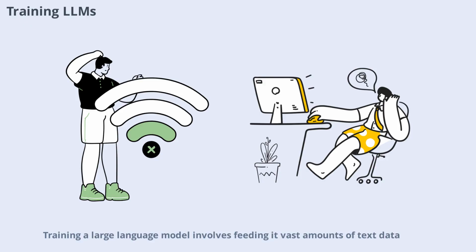Training a large language model involves feeding it vast amounts of text data. The model learns to predict the next token in a sequence, gradually improving its understanding of language. This training process can take weeks or even months, requiring powerful computers and lots of data.